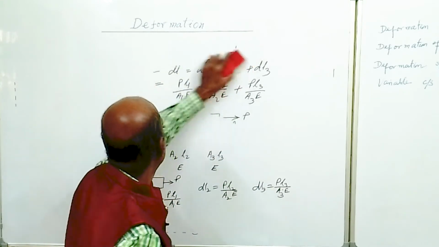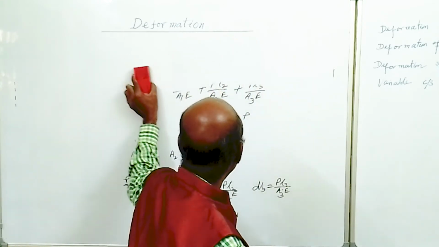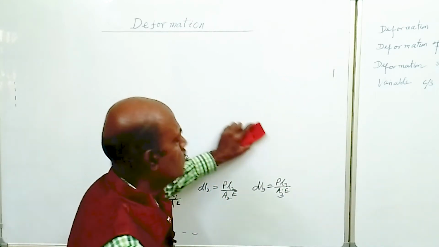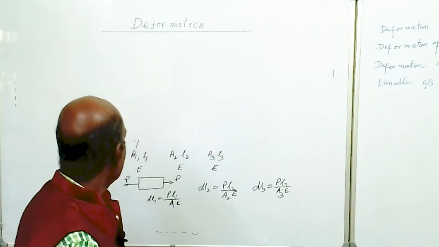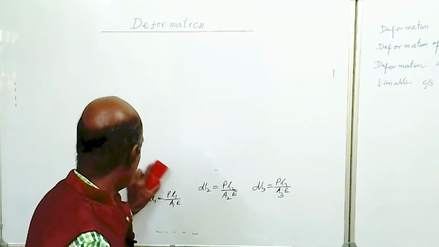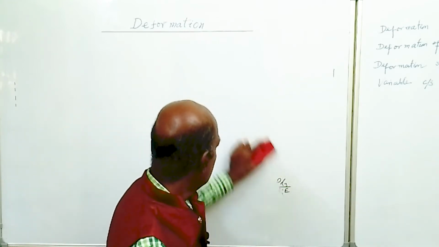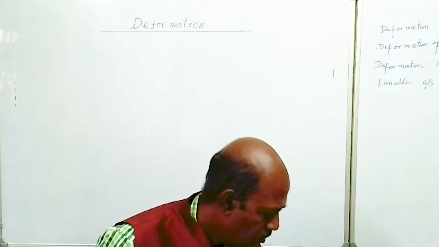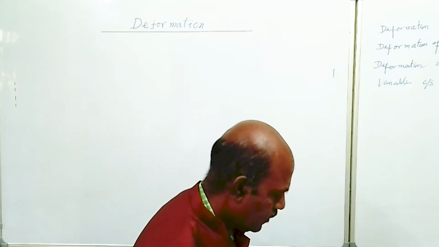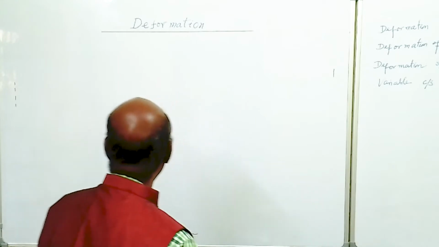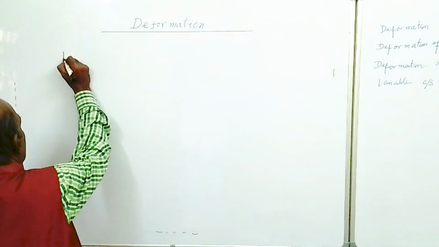So first problem we will see. The problems are very easy to solve if you understand this derivation part. So derivation is most important, and if you understand this, then the problem is very simple. So we will see the first problem. I am writing the problem here.